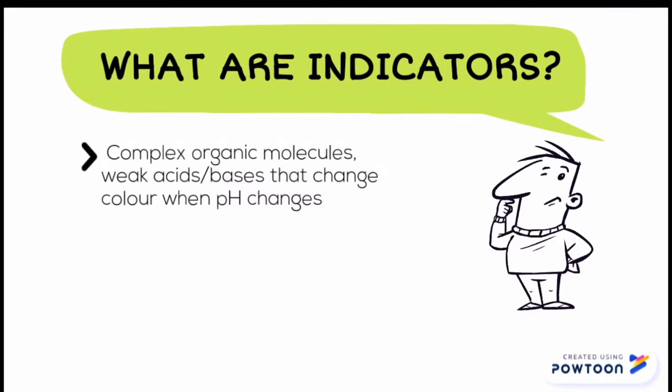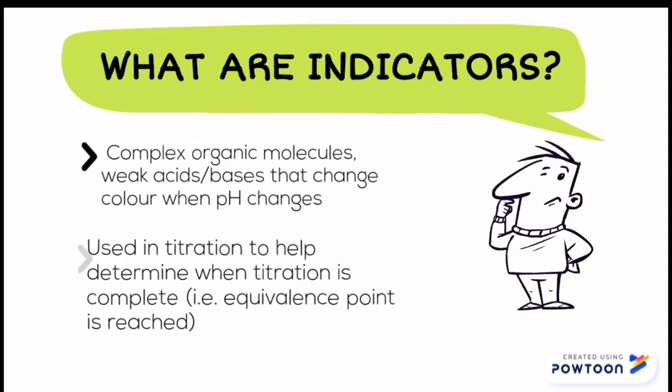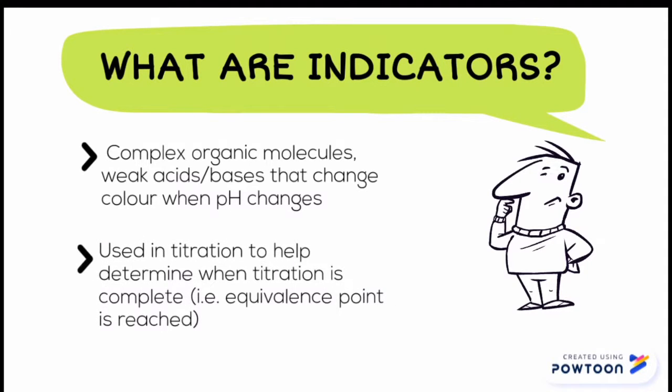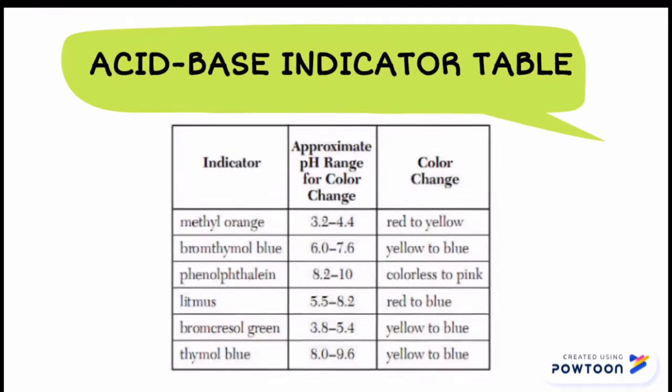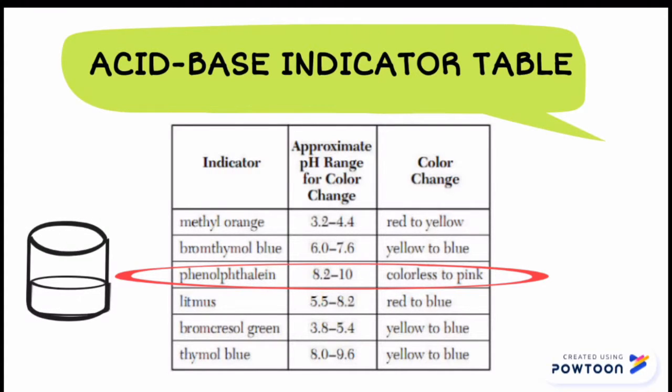Indicators are complex organic molecules that are weak acids or bases that change color when pH changes. They are used in titration to help determine when titration is complete. This is an acid-base indicator table. For phenolphthalein, solutions less than pH 8.2 will be colorless, and solutions greater than pH 10 will be pink.